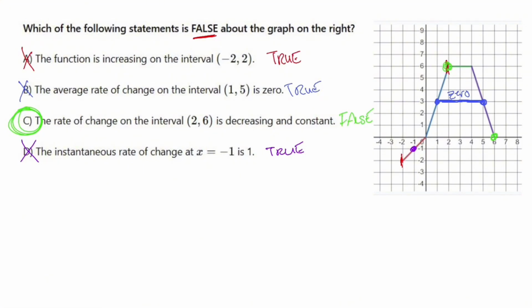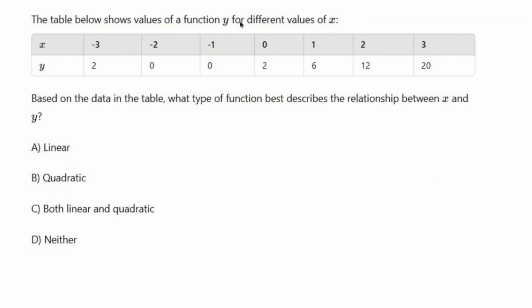Fun stuff. The table below shows values of a function y for different values of x. So x goes up by 1 every time, y is all over the place. Based on the data in the table, what type of function best describes the relationship between x and y? Well, what we have here in x is this goes up by the same number. So we're talking about equal length input values, right? So since you go up by 1, I need to test what these guys do. If it's linear, then these guys are going to go up by the same number every single time. So let's see if that's the case. Let's see if these guys go up by the same number every time.